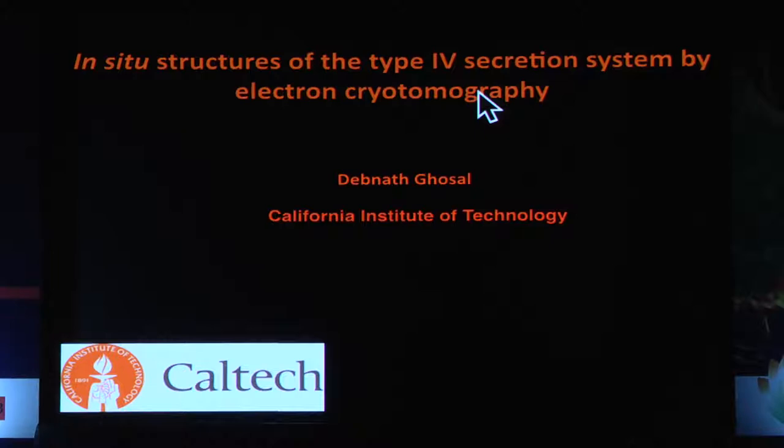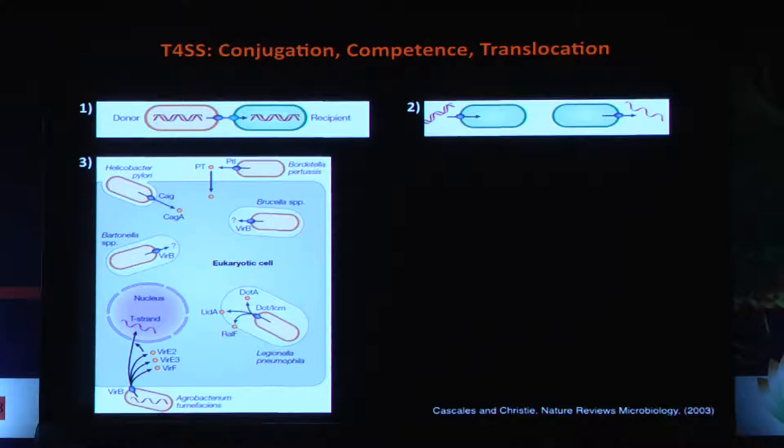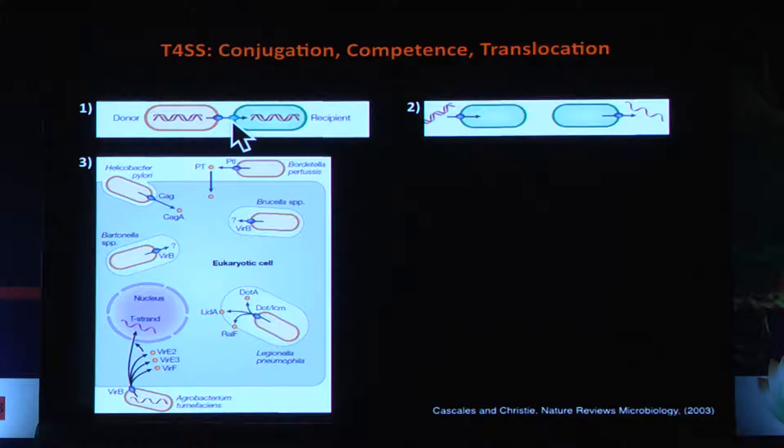In terms of function, there are three different types of type 4 secretion systems. The first is the bacterial conjugation system. We probably all know that bacteria utilize conjugation to transfer DNA between two cells, and that gives them fitness: if one bacterium has acquired antibiotic resistance, it can just transfer it to another bacterium. So bacterial conjugation happens via the type 4 secretion system.